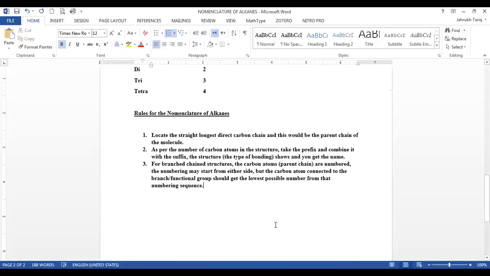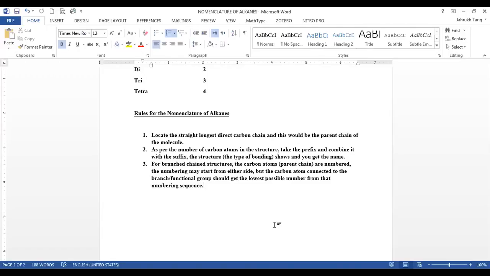So let's come back to the rules. The rule number 1 was to locate the straight longest direct carbon chain, and this would be the parent chain. We did that previously. That was already a part of the diagram. You know what the parent chain was. As per the number of carbon atoms in the structure, take the prefix and combine it with the suffix so that the structure, depending upon the type of bonding, shows and you get the name.